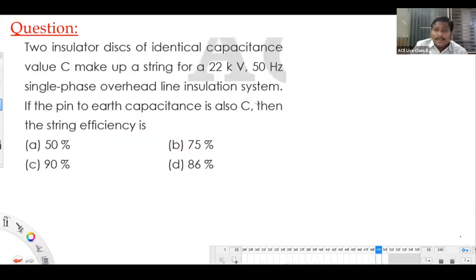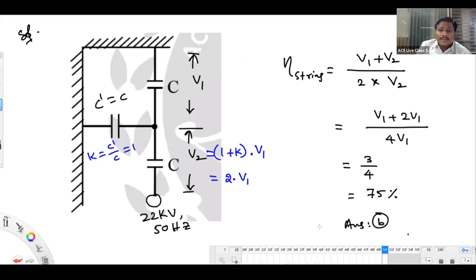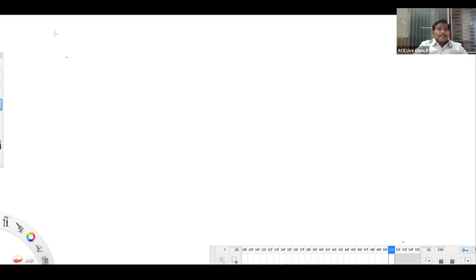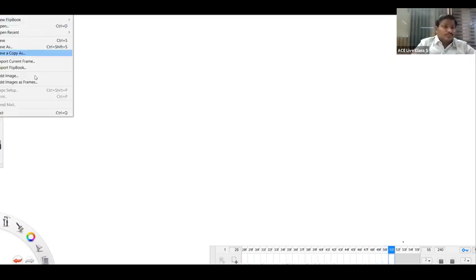Let's say the same problem, but rather than 22 kV, they have given 44 kV here. What's your answer? Remains the same, right? 75% only. It's not going to change. Okay, fine. Let's take the next problem.